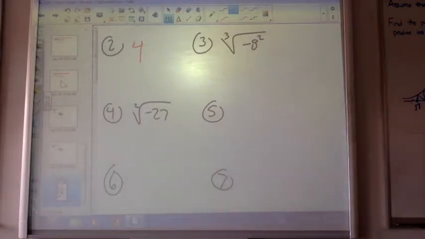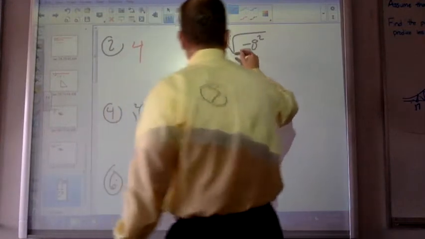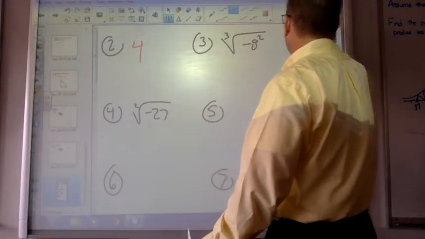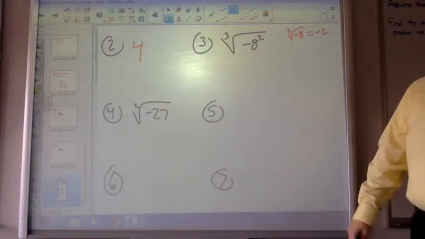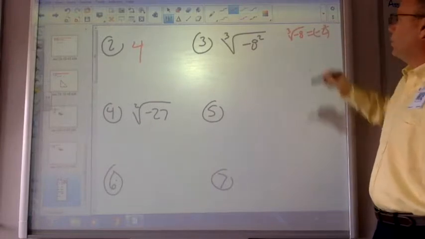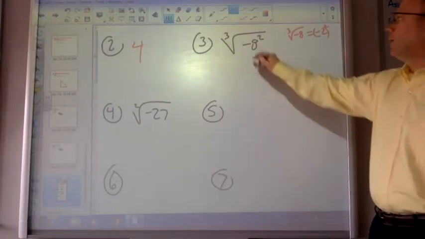Number 3, what is the third root of negative 8? What times what would give me negative 8? Negative 2. So negative 2 times negative 2 times negative 2 gives me the negative 8. So if I found just the third root of negative 8, that's equal to negative 2. Okay? Then I'm going to square it. What is negative 2 squared? 4.